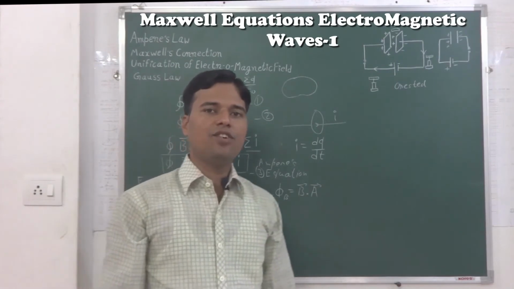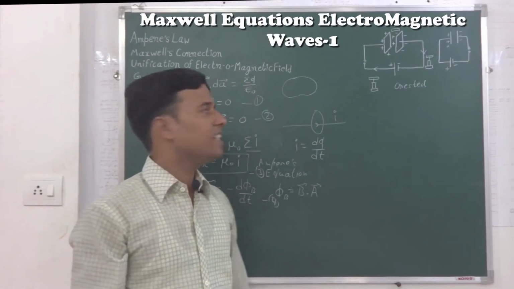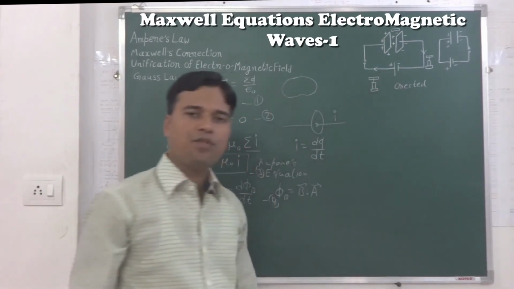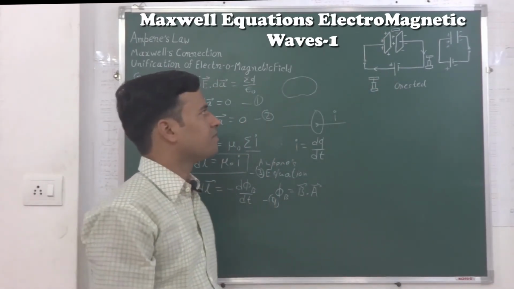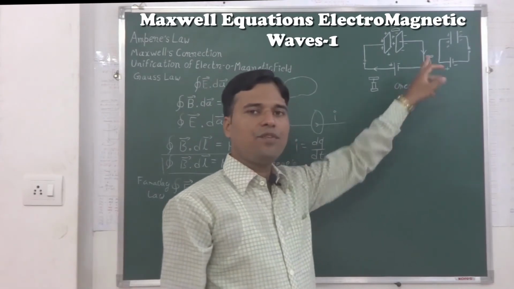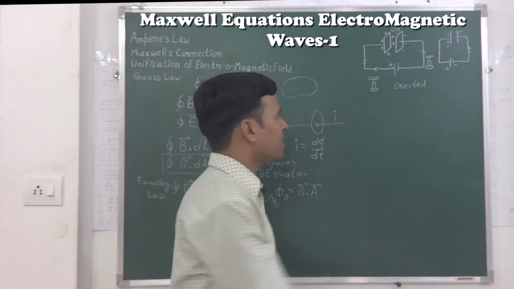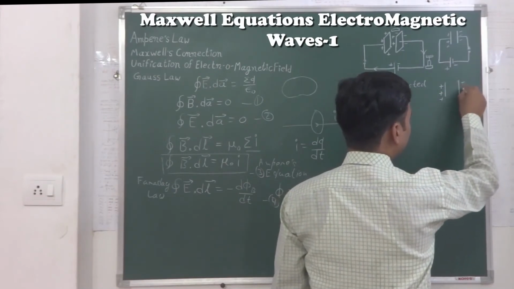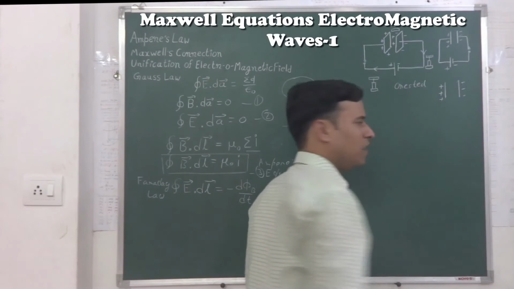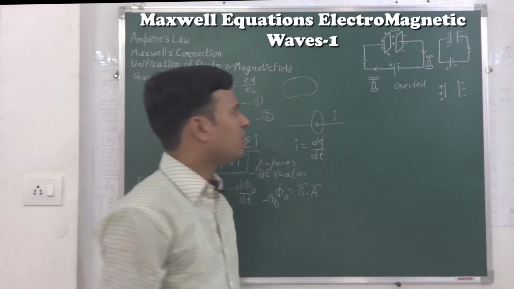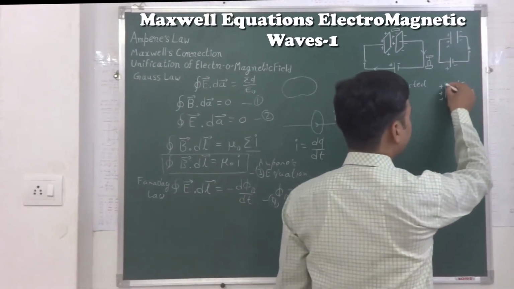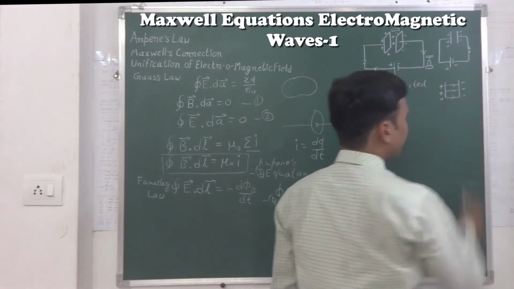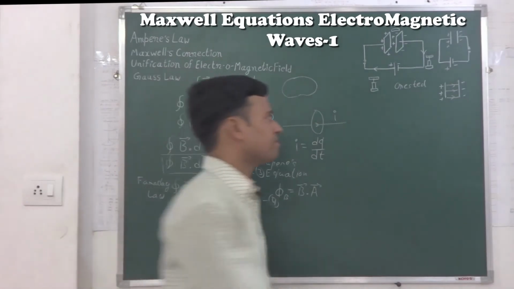What is the reason of this deflection in magnetic needle? Here is a conduction current flowing in this current carrying wire. Here also a current is flowing in this current carrying wire, but there is no electric current between these two plates. What is there? There is an electric field produced between these two plates.